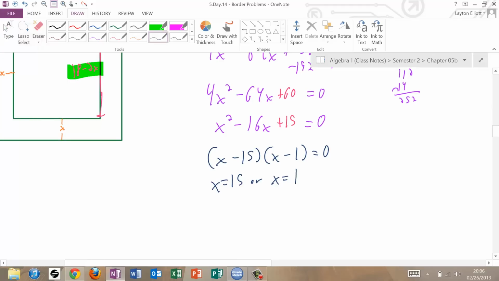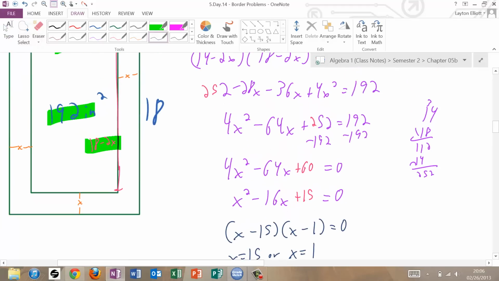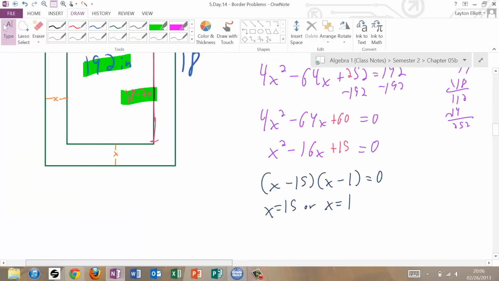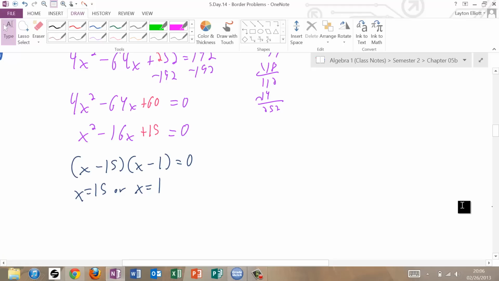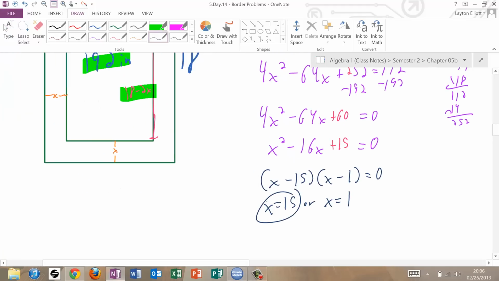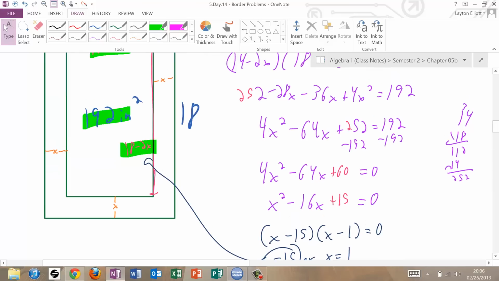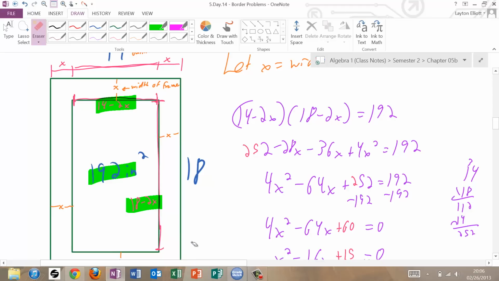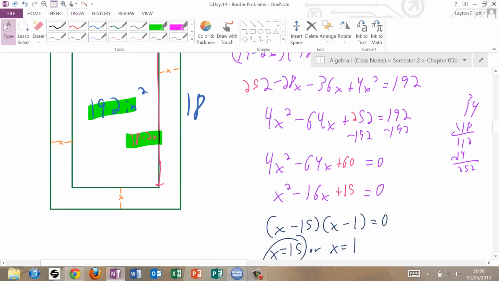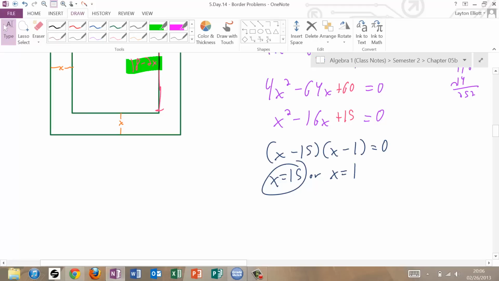If I were to take this x equals 15 and plug it back into one of these two, I'd get a negative number. That would be 18 minus 30. The width up here would be 14 minus 30. Both of those would be negative. Now, a negative times a negative is a positive, but your side lengths can't be negative.